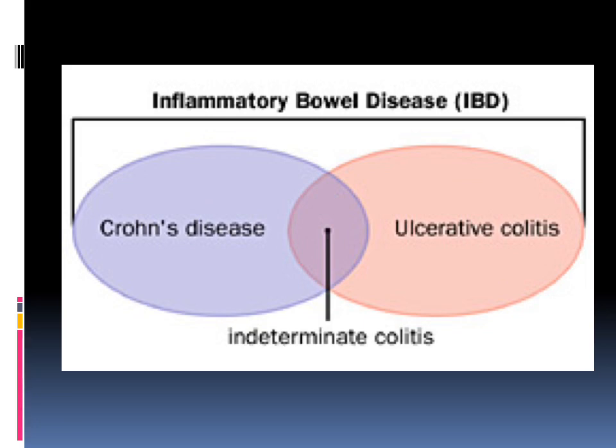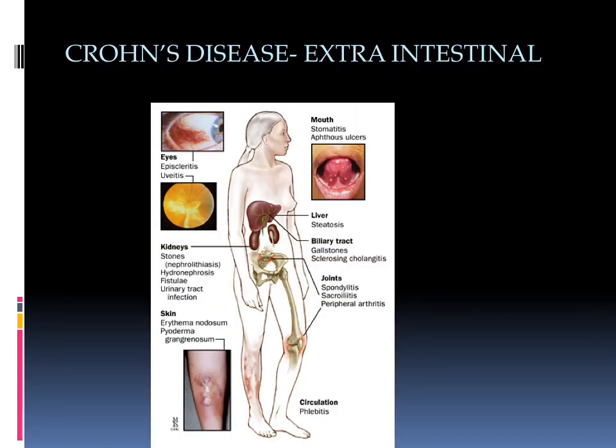So we can understand that chronic inflammatory bowel disease is a spectrum of two diseases: Crohn's disease on one side and ulcerative colitis on the other side. In the middle, there's a good proportion of patients that we call undetermined colitis. Crohn's disease and ulcerative colitis have some extraintestinal manifestations, commonly involving the eyes and the mouth. You can see mouth ulcers and stomatitis.